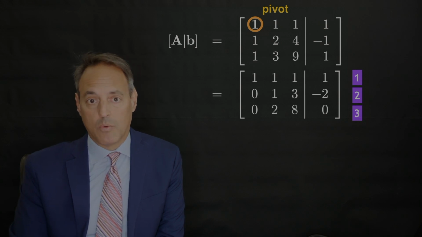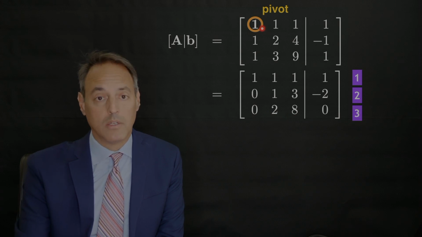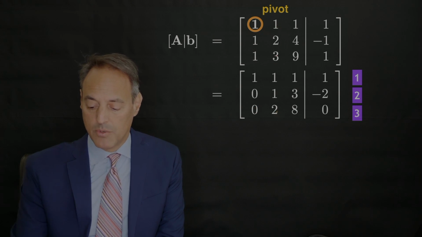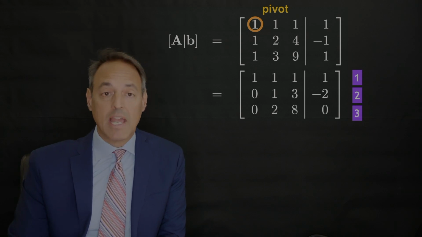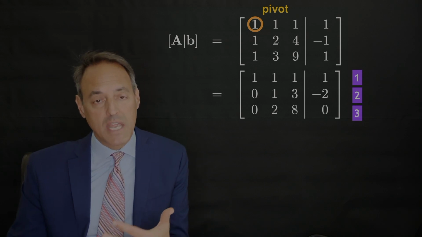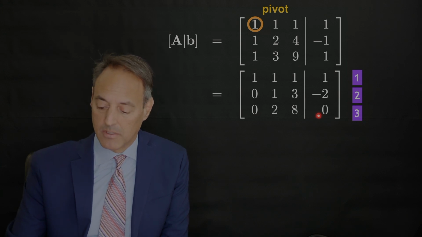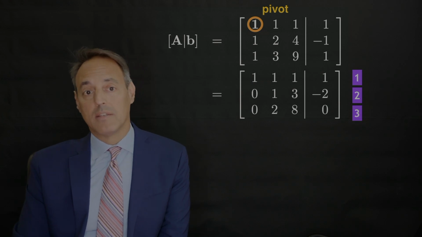Same thing with this last row here. I took the third row, subtracted the first row from it. So 1 minus 1, that's the 0. 3 minus 1, that's 2. 9 minus 1, that's the 8. 1 minus 1, that's the 0. So now I have a new representation of my Ax equal to b system. And this is it here. 3 equations, 3 unknowns, written in a different form.